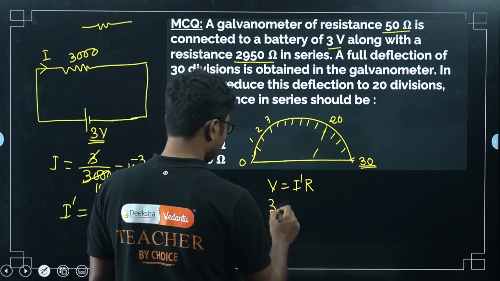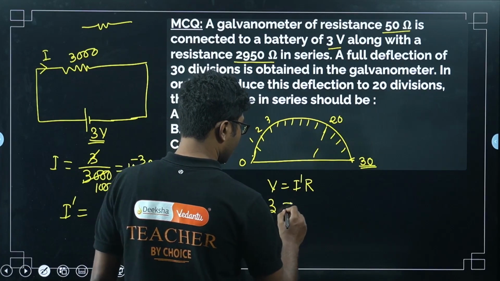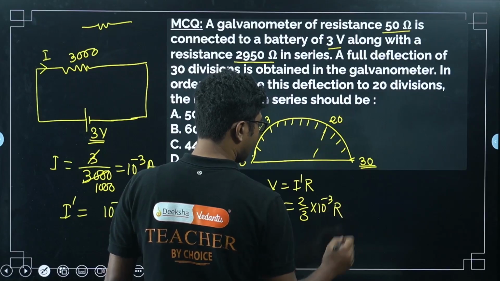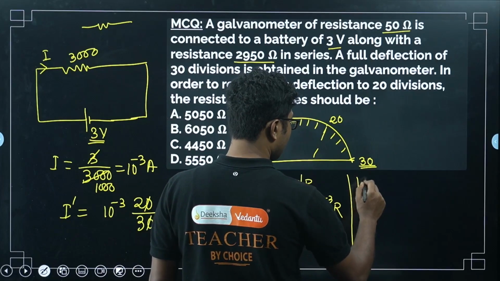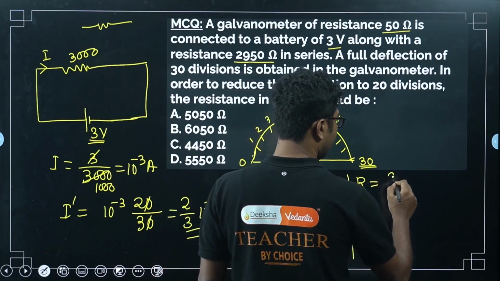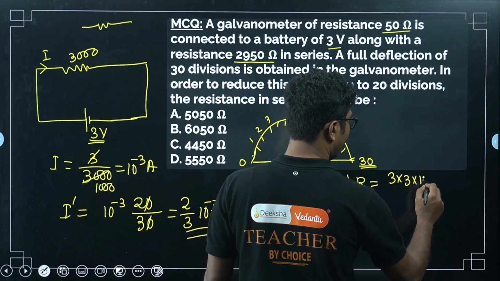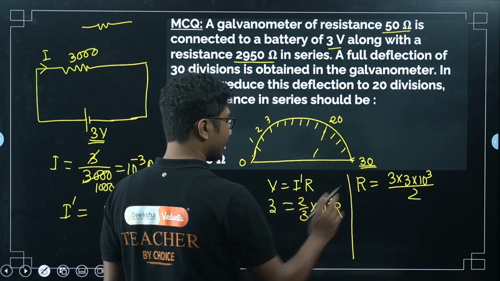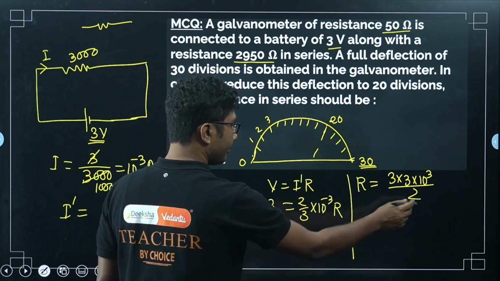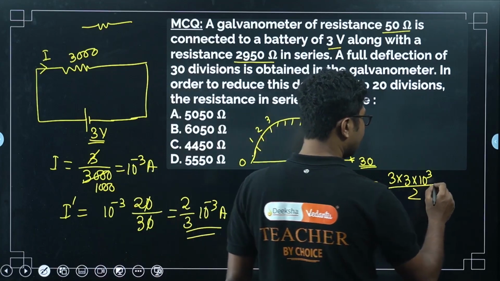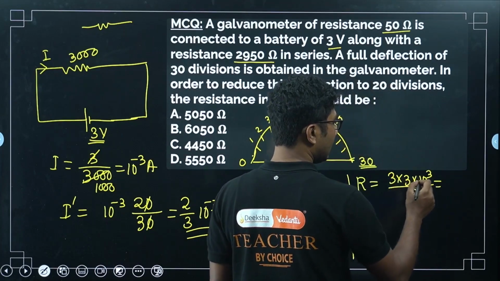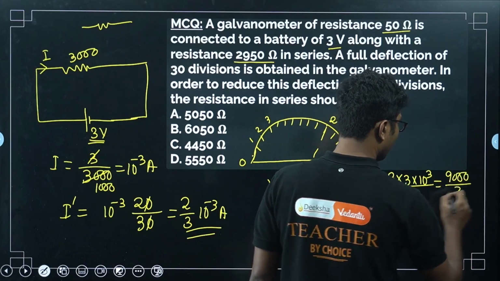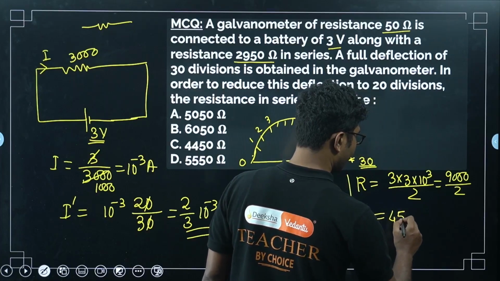Okay, V is 3 equals to 2 by 3 times 10 to the power of minus 3 times R, or R equals to 3 times 3 times 10 to the power of 3 divided by 2. So this 10 to the power of minus 3 coming to this side becomes 10 to the power of 3. These two will go in division and these two will come up. So it will be 9,000. 3 times 3 is 9. 10 to the power 3 is 1000. So 9,000 divided by 2.